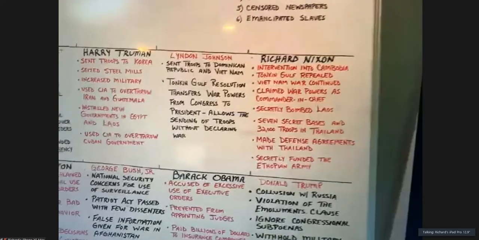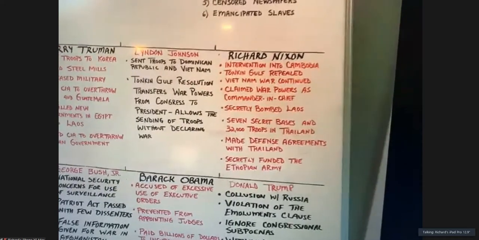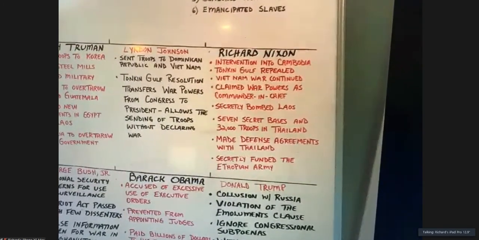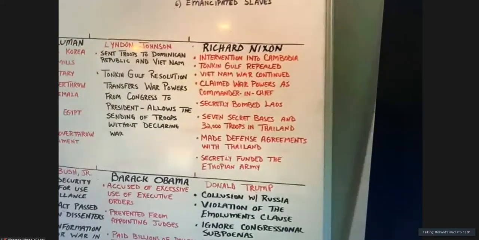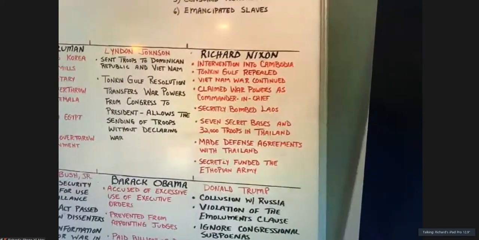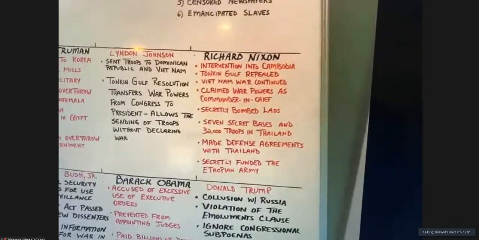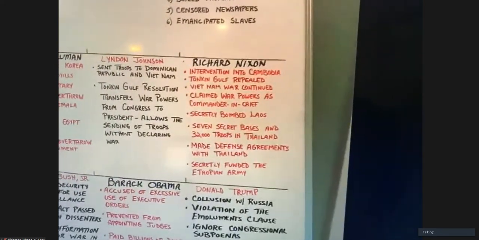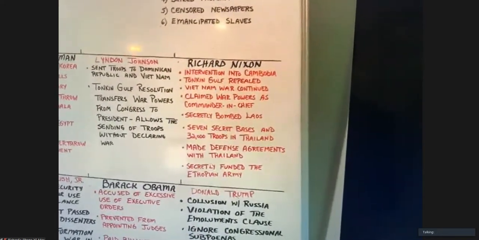Next, we have Richard Nixon. In 1970, Richard Nixon ordered an intervention into Cambodia without congressional approval. By 1971, the Tonkin Gulf Resolution was revoked by Congress. However, the Vietnam War continued solely from Nixon's authority. He totally, utterly ignored Congress, who had revoked that authority given to him. He claimed he had war powers because he's the commander-in-chief of the military.